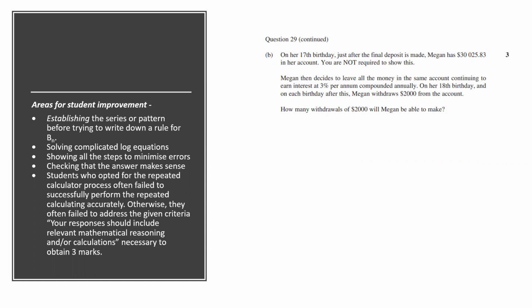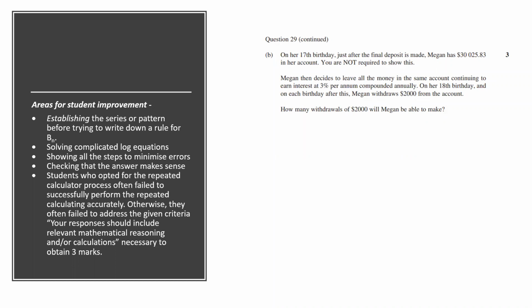As I mentioned before, there were a number of candidates who opted for the repeated calculator process. So they did the financial math repeated process, added on the interest, withdrew the $2,000, got a new balance, added on the interest, withdrew the $2,000, got the new balance. And they just repeated this process throughout.